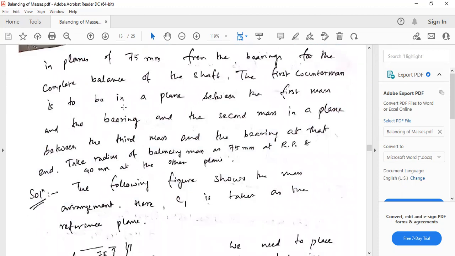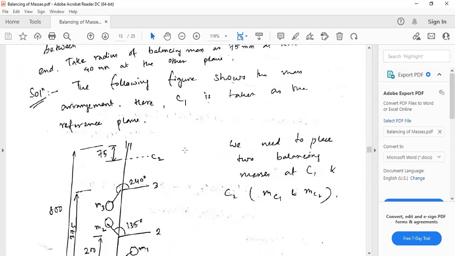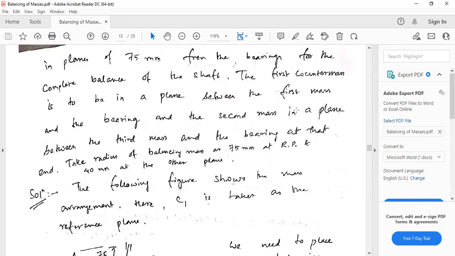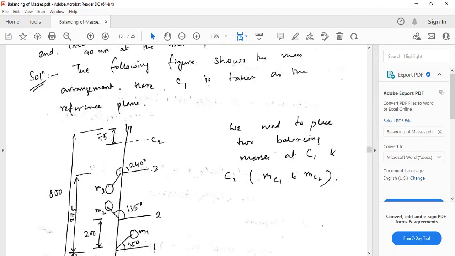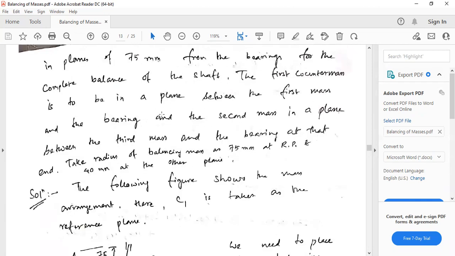So the first counter mass is to be placed in a plane between the first mass and the bearing. Here we need to place the first counter mass, and the second counter mass in the plane between the third mass and the bearing. Here we place it. So every piece of information is given. So take the radius of the balancing mass as 75 mm at the reference plane.